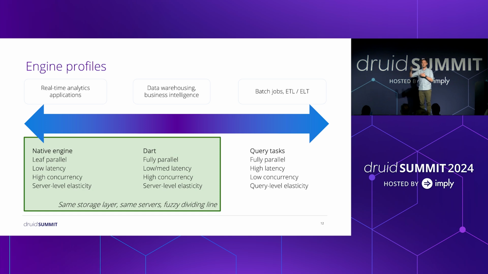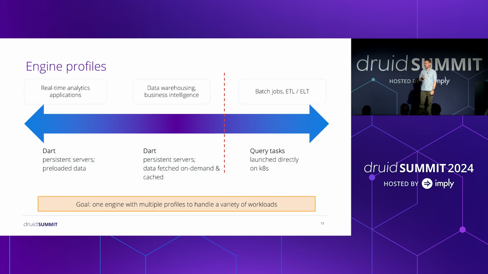But where are we going with this? And where I'd like to go with this is I'd like to have one engine with multiple profiles that handle a variety of workloads. And so you think of the query tasks as a profile of the multi-stage query engine that is designed to launch on Kubernetes and be super elastic and be fault tolerant and all that stuff and run for hour-long batch jobs. And Dart for the other 2 things.